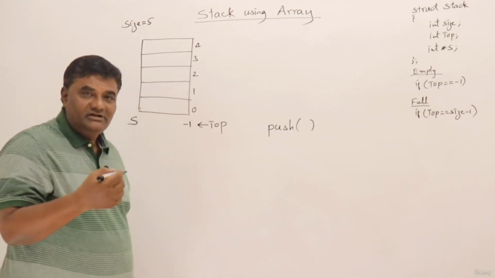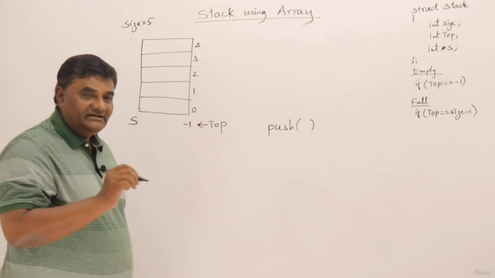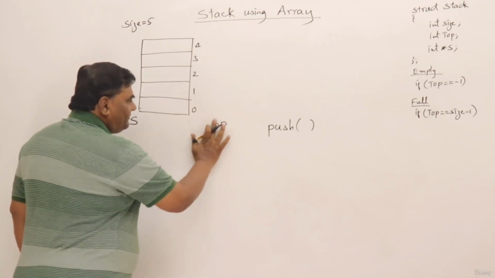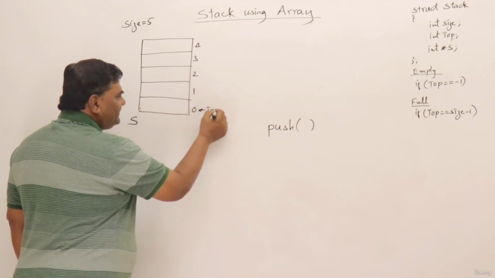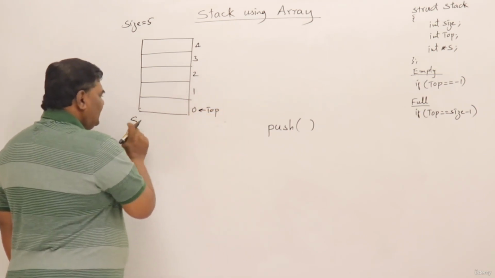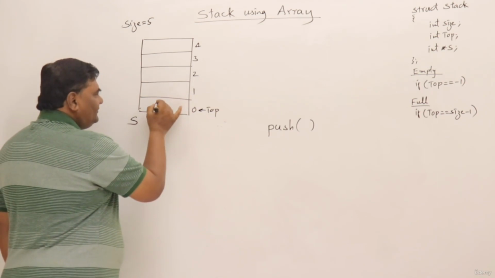So let us push a value. I want to push an element 10. So increment top pointer, move top. So how to increment? As it is an integer type, so say top plus plus, it will move here. Then at s of top, write down a value.